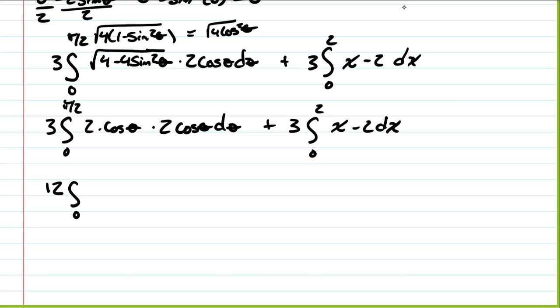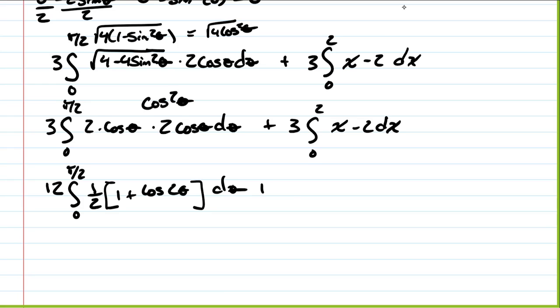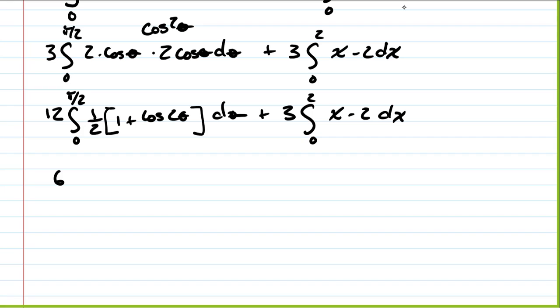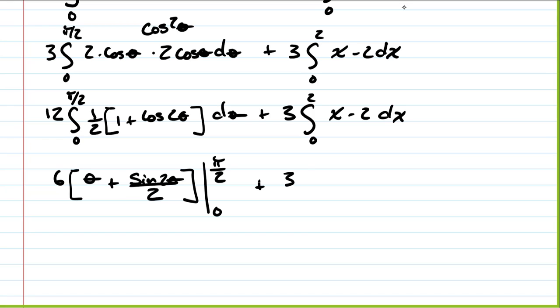Times the integral from 0 to pi over 2. And what's cosine times cosine? How do we integrate cosine squared? We use our 1/2 times 1 plus cosine 2 theta d theta plus 3 times this guy. So finally, we're ready to do this antiderivative. 12 times 1/2 is 6. And the antiderivative of 1 is theta, plus the antiderivative of cosine 2 theta is the sine of 2 theta divided by 2. And we evaluate it from 0 to pi over 2, plus we have 3 times our antiderivative here, which is x squared over 2 minus 2x, and evaluate that from 0 to 2.